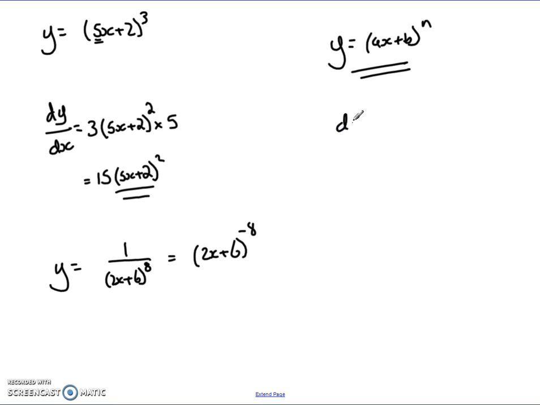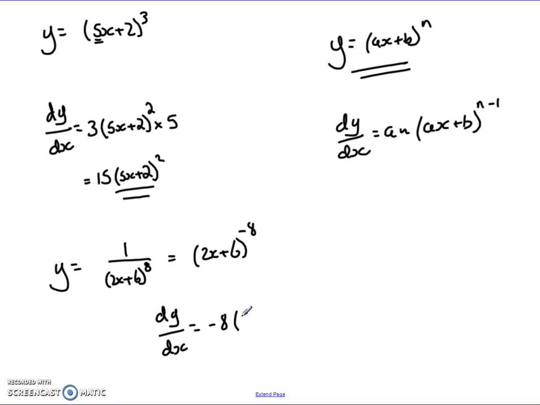we can use the derivative of this in this way to get an answer for this. So remember the derivative was dy by dx equals an(ax plus b) to the power of n minus 1. So I can use this form to take the derivative of this. So dy by dx equals, bring the power down, negative 8, bracket 2x plus 6. Take 1 off of there, so it goes to the negative 9. And then times it by the value of a, which in this case is the coefficient of x, which is the 2. So that then gives me negative 16 (2x plus 6) to the negative 9.